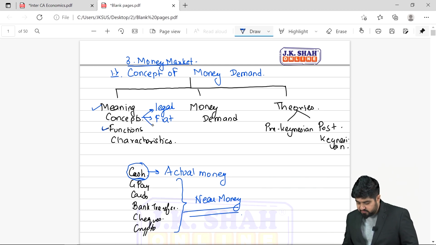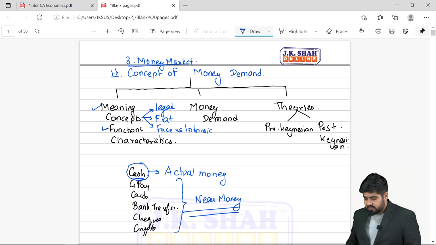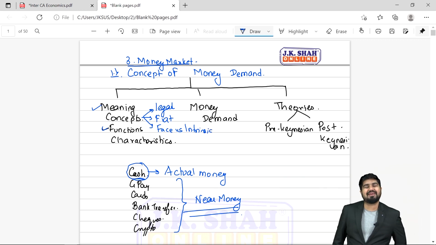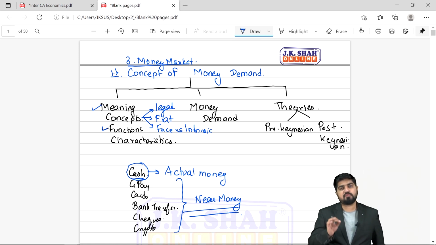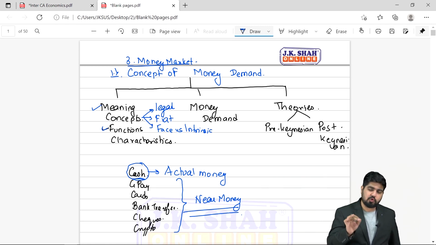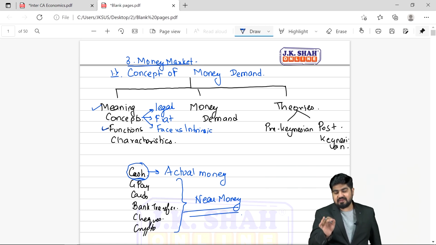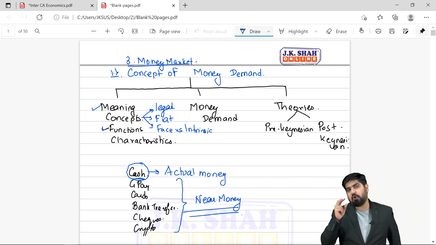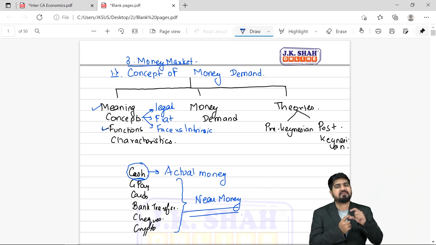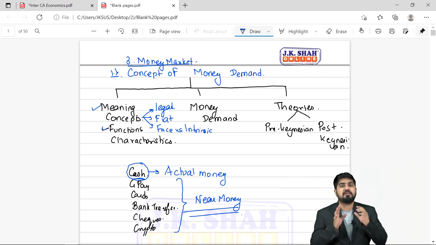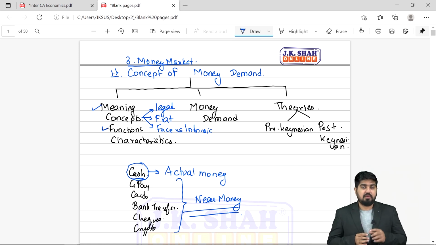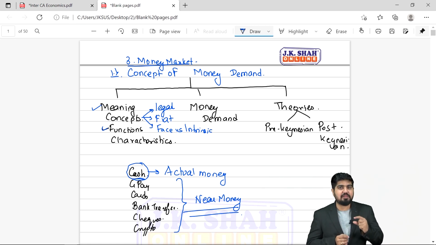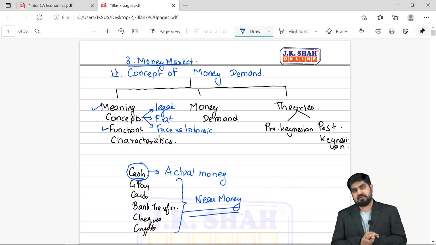And apart from that, there is one more concept called face value versus intrinsic value. Now what do you mean by face value and what do you mean by intrinsic value? Face value is what is written on the currency note or currency coin. Intrinsic value is the backup. Now in a 5 rupee coin, if you see, students, the 5 rupees that is written on it will be called the face value. But the value of the metal is called the intrinsic value.